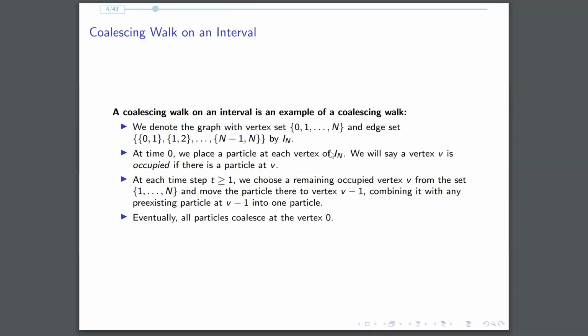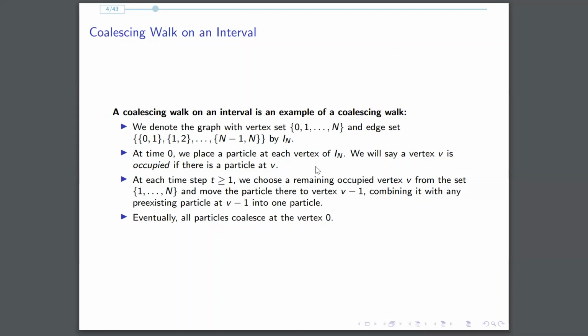An example of a coalescing walk is this, the coalescing walk on an interval. In the coalescing walk on an interval, we denote the graph I_n to be the graph with the vertex set 0, 1, all the way up to n, and the edge set {0,1}, {1,2}, all the way up to {n-1,n}. Note that the vertex n is not connected to the vertex 0 on the graph I_n.